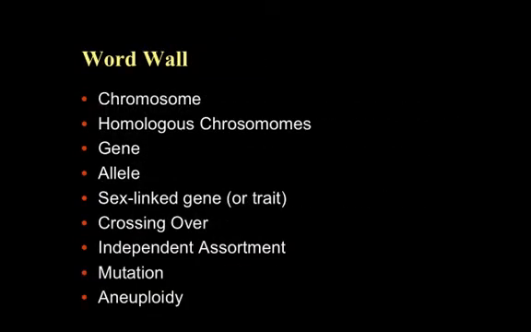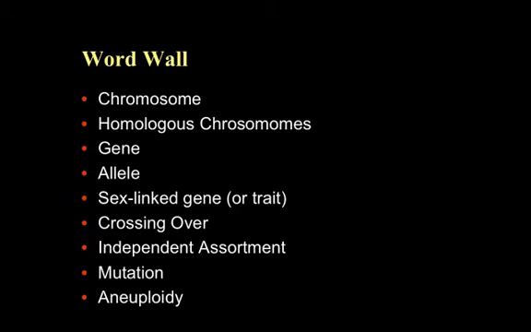Some words that you want to be familiar with before we proceed are listed here. So a chromosome is basically a packet of genetic material, of DNA, that is passed from parent to offspring through their sex cells. In humans, the diploid number is 46, so we have 23 pairs of chromosomes, one set from mom and one set from the father.